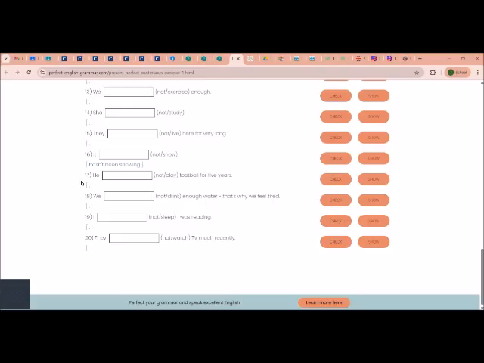Yes, teacher. 17. He hasn't playing football for 5 years. Don't forget your been. He hasn't been playing. He hasn't been playing football for 5 years. Good. All right. Jimena Pena.